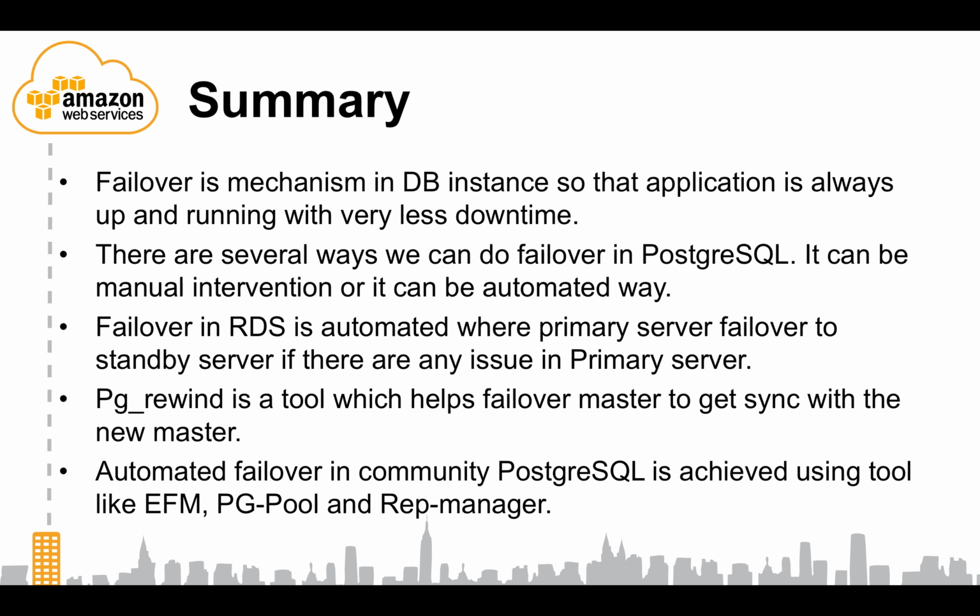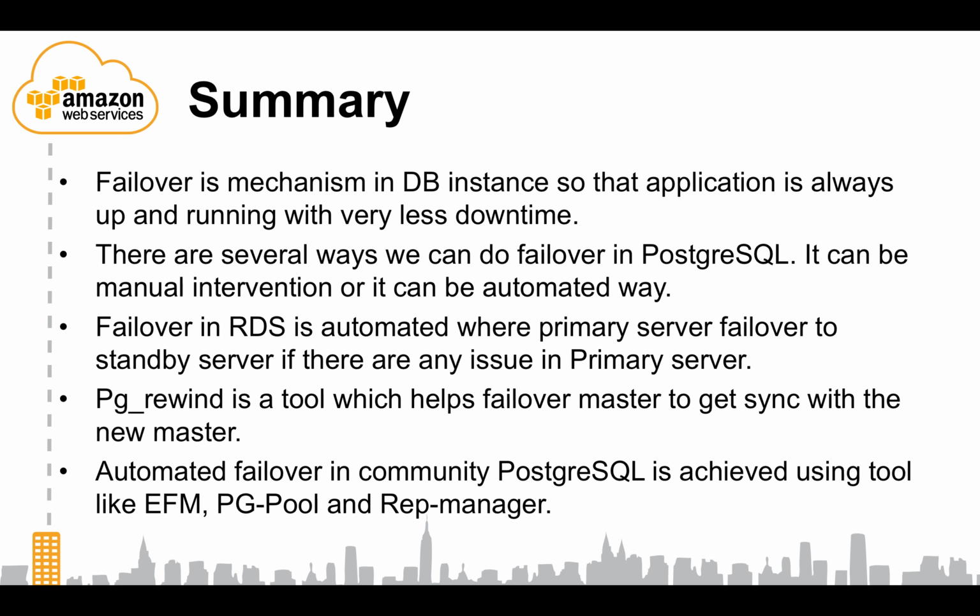So we have almost come to the end, so let's wind up with the summary. Failover is a mechanism in a database instance so that the application is always up and running with very little downtime, the time it takes to point your application from the master instance to the slave instance. There are several ways we can do a failover in Postgres. It can be manual or automated. We have seen the manual way of how things are failed over. And failover in RDS is automated, where the primary server fails over to the standby server if there is any issue in the primary server.